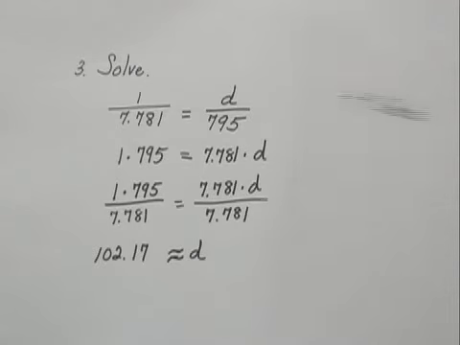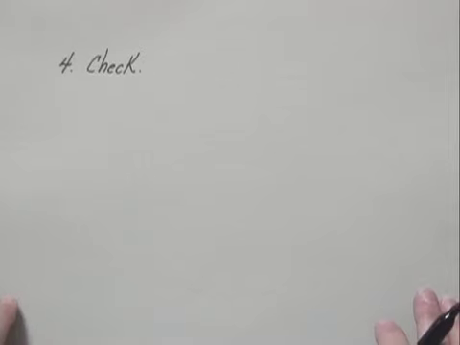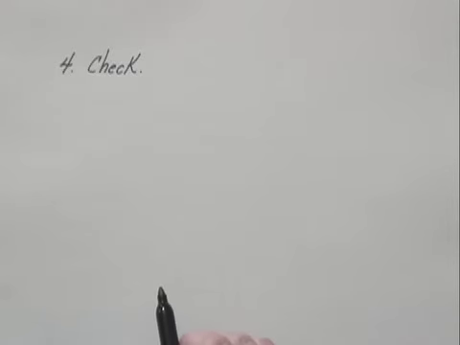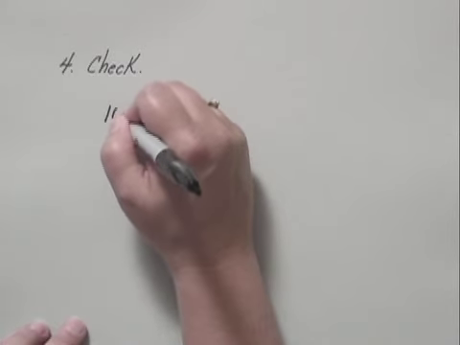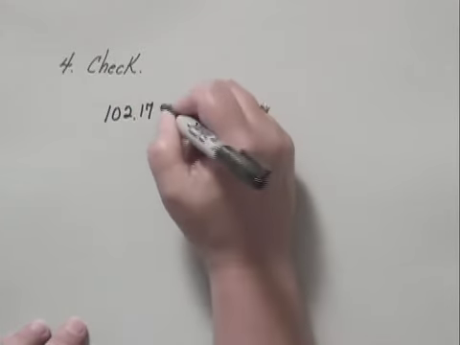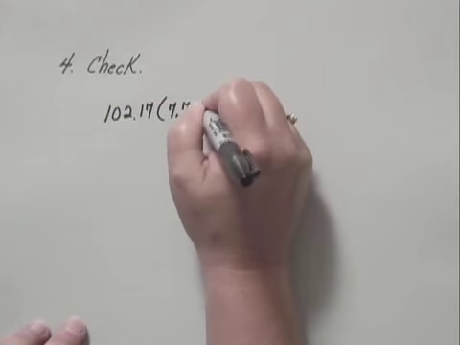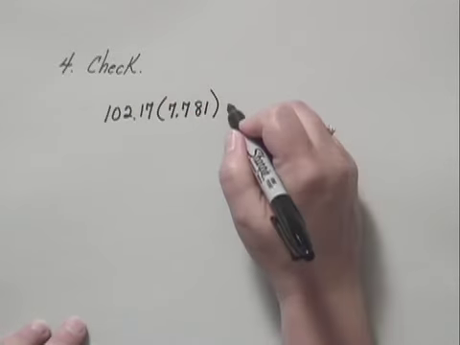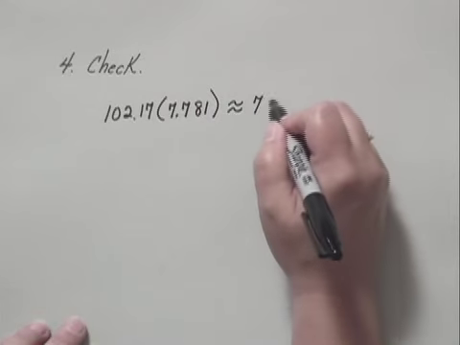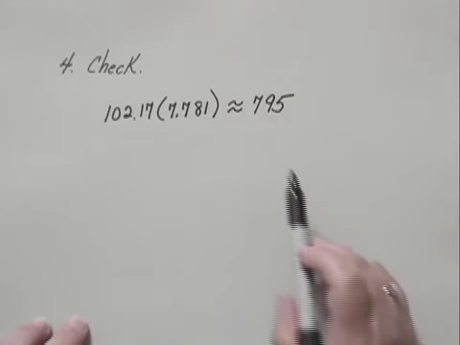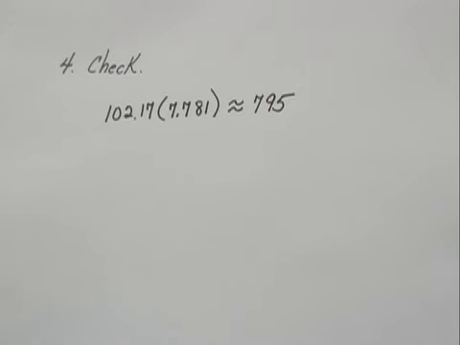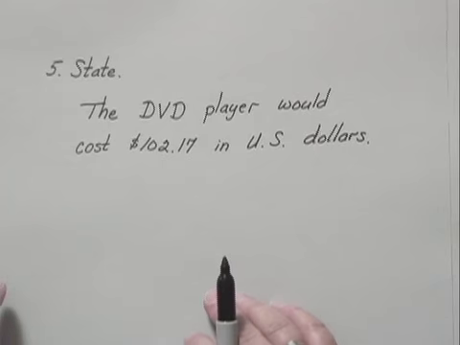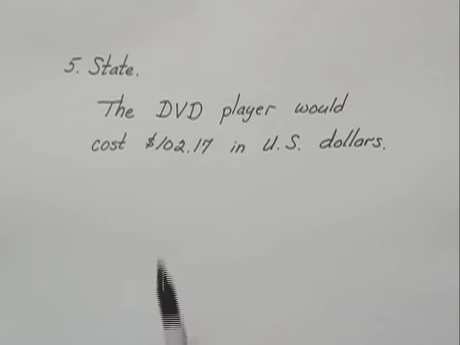Now to check our answer, we'll use a slightly different approach. Since $1 is worth 7.781 Hong Kong dollars, let's take our US dollars, 102.17, multiply that by the 7.781, and that does equal approximately 795. This would be the Hong Kong dollar price. So the answer does check. And we can state our answer that the DVD player would cost $102.17 in US dollars.